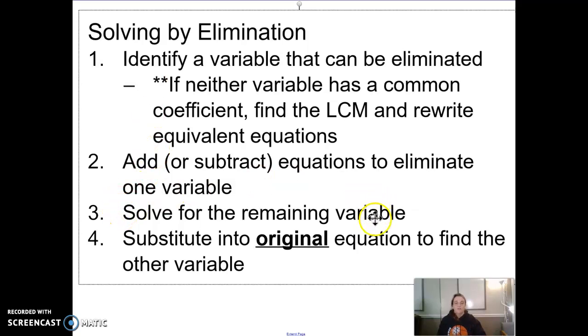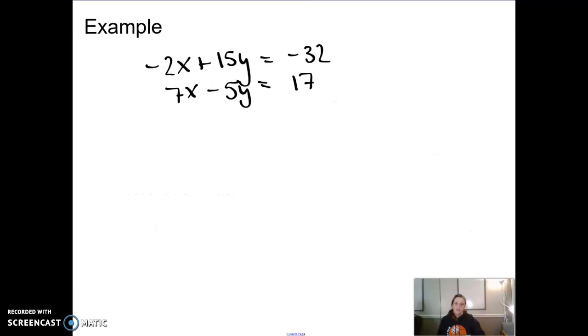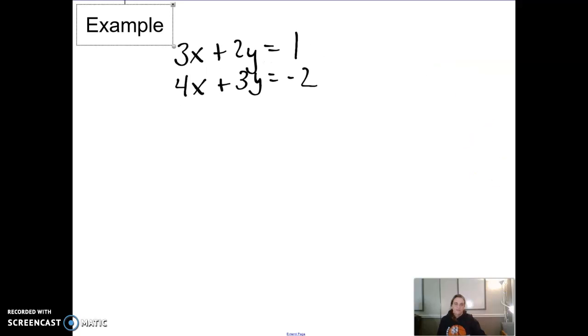Then you solve for the remaining variable and substitute into an original equation to find the other variable. Don't substitute into one that you've modified. Always go back to the first ones just to make sure you're using the right equation. So those are the steps to do solving by elimination. Let's see if we can look at one more example. I want to look at this one.